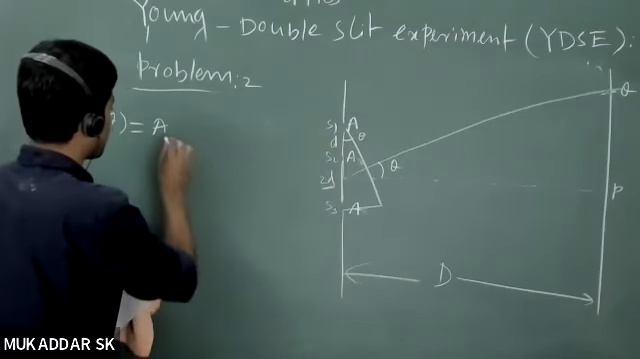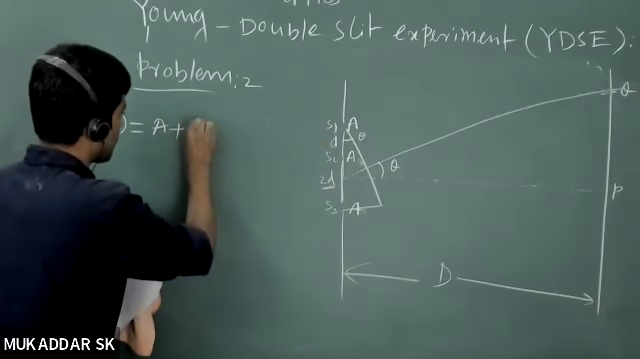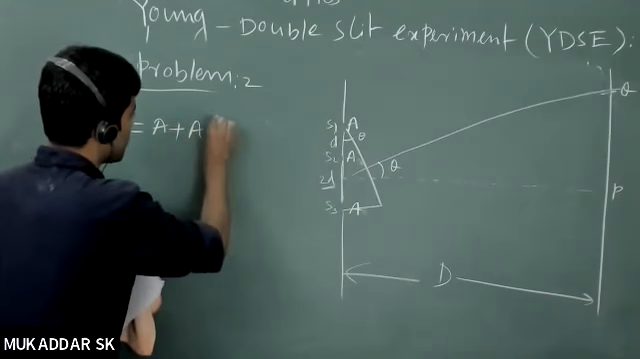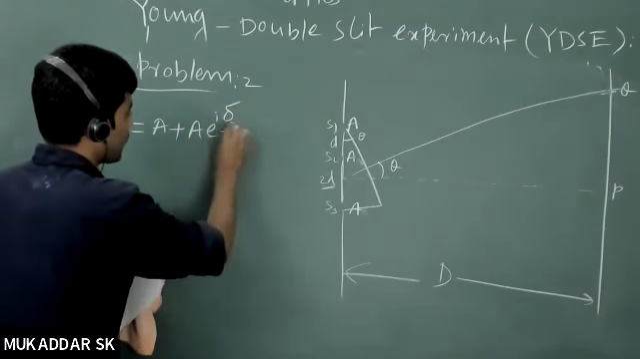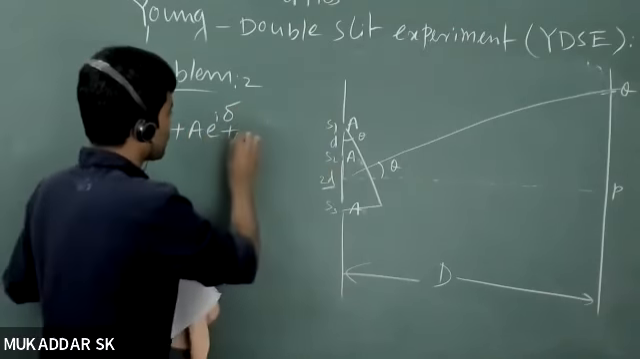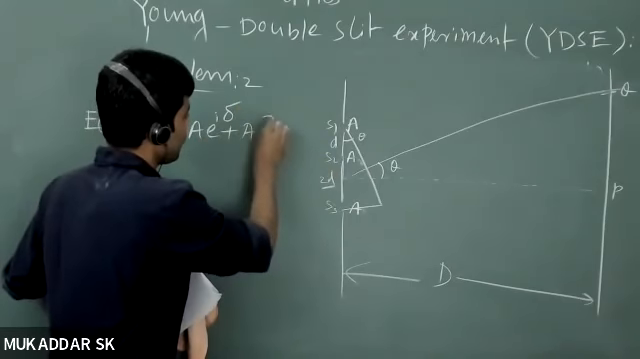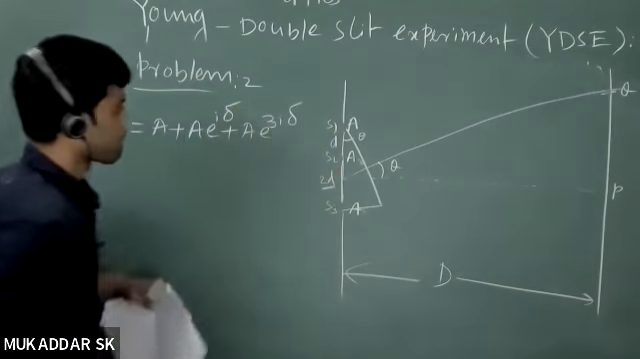S1 से जो होगा आपका A ही रहेगा. S2 से क्या करना पड़ेगा आपको? A exponential i delta करना पड़ेगा. और S3 से जो पास होगा कितना करना पड़ेगा? A exponential 3i delta.